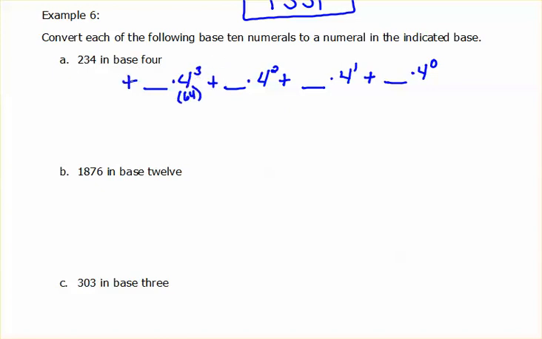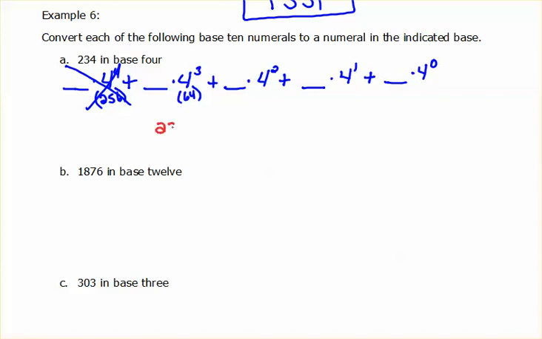Okay, so what if we went up again? 4 to the 4th power times something. Well, 4 to the 4th power is 256. There are no groups of 256 in 234, so that's out. We know that our biggest place value then is going to be 4 cubed. So now let's start talking about how we get there. We're going to try to figure out how many groups of 64 are there in 234.